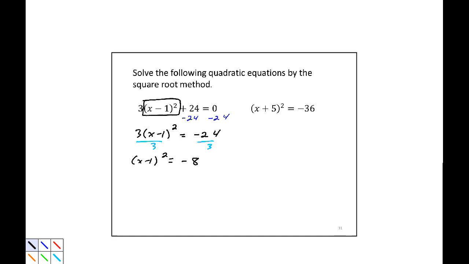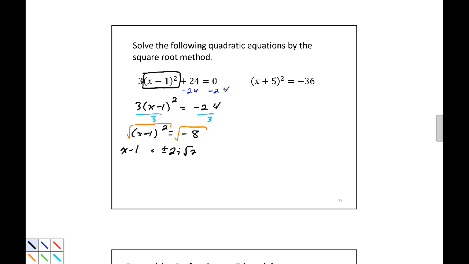Now, we want to isolate the x minus 1 at this point. So we are going to take the square root of both sides. If I remember correctly, yes, I do. The square root of negative 8 is going to be 2i root 2. So this is plus or minus 2i root 2 equals x minus 1. Now I'm going to write this as two equations. I'm going to write x minus 1 equals 2i root 2 and x minus 1 equals negative 2i root 2.